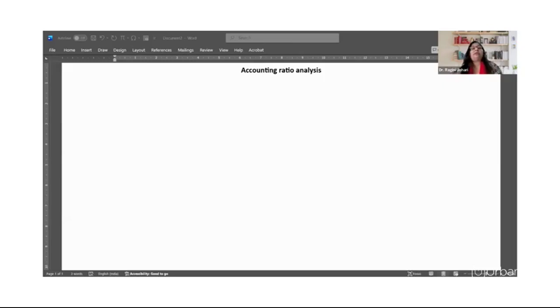Understanding it from the scratch, how do we define the term accounting ratio? Accounting ratios are an important tool of financial statement analysis. When a number is calculated by referring to two accounting numbers derived from financial statements, this is termed an accounting ratio. Okay. So, I will write this here.